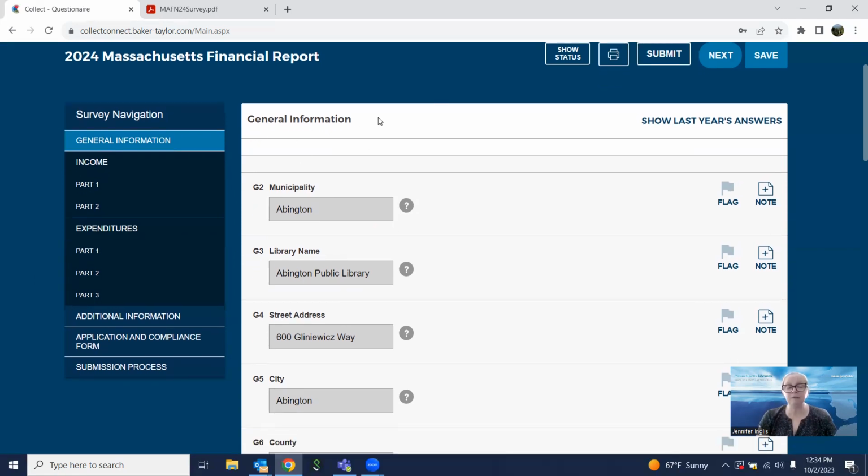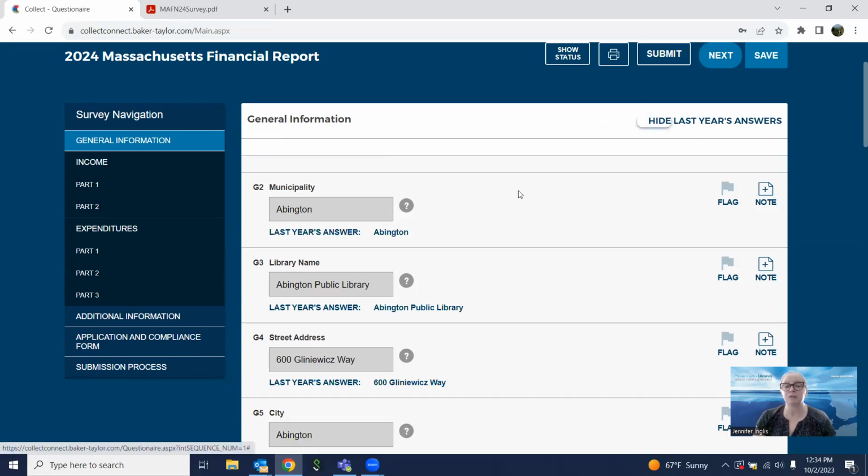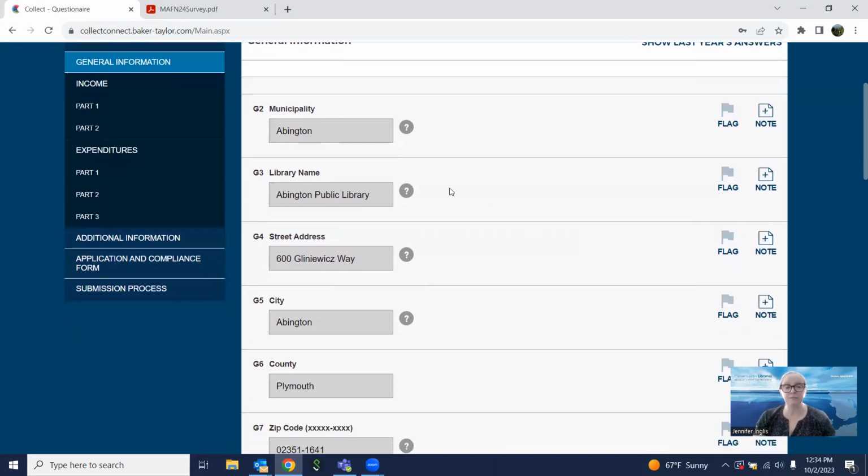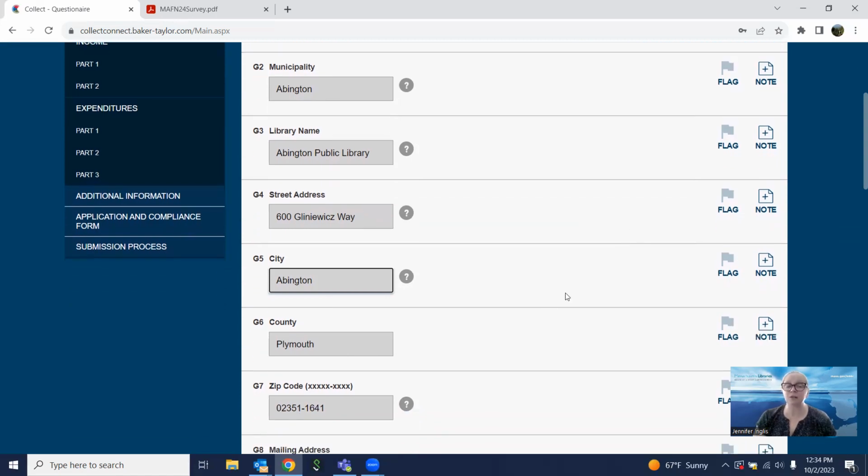Up on the top, or in the white, on the top of each section or in between different questions, there's information for you. So make sure you read that. It can tell you where you are, so we know we're in general information, but there might also be other instructions there. There's a toggle here to show last year's answers. So there's last year's, and then you can hide them. And these questions that have grayed out boxes are pre-filled for you. If you need to change that, please contact me or Wei Chi at MBLC, and we can see about changing that information.